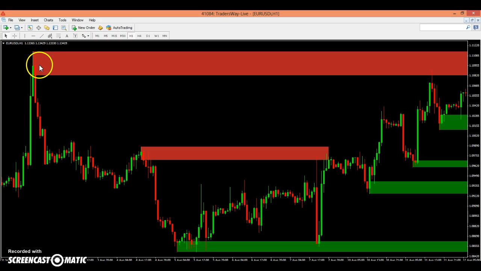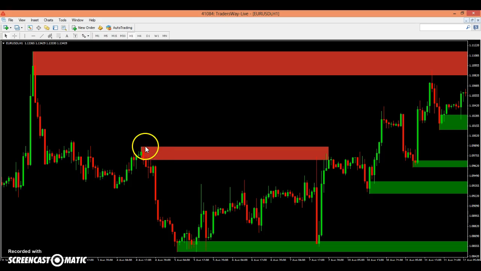So right here we're looking for the first strong push down. I have drawn my supply box, so this would have been a good entry for a short. You could have written this down here. Like I said, set your take profit at X amount of pips, and then look for another opportunity to sell or buy in the market.